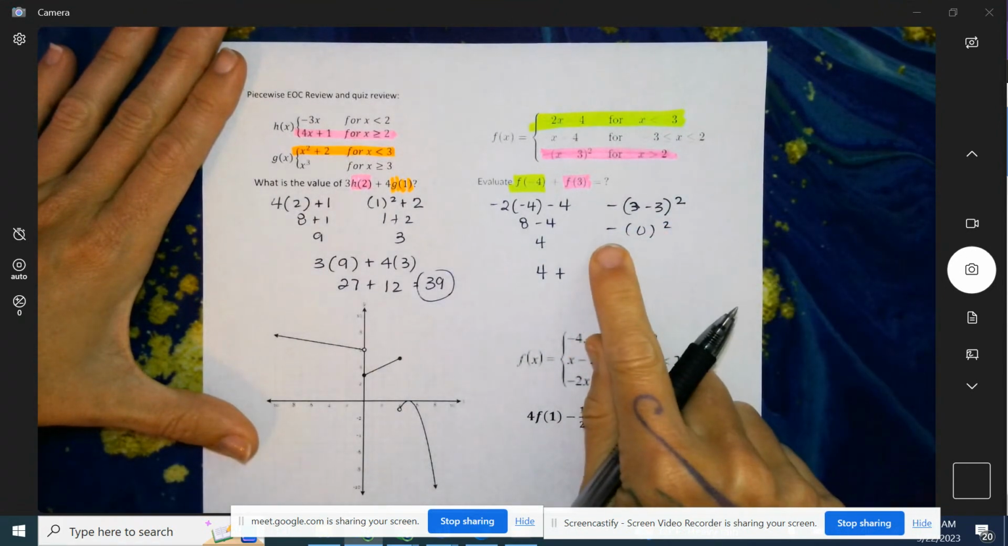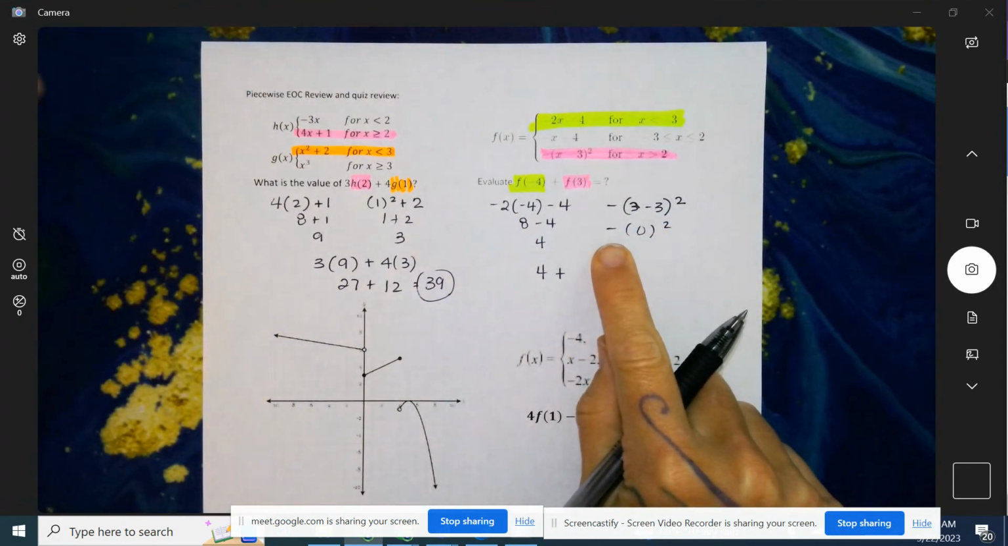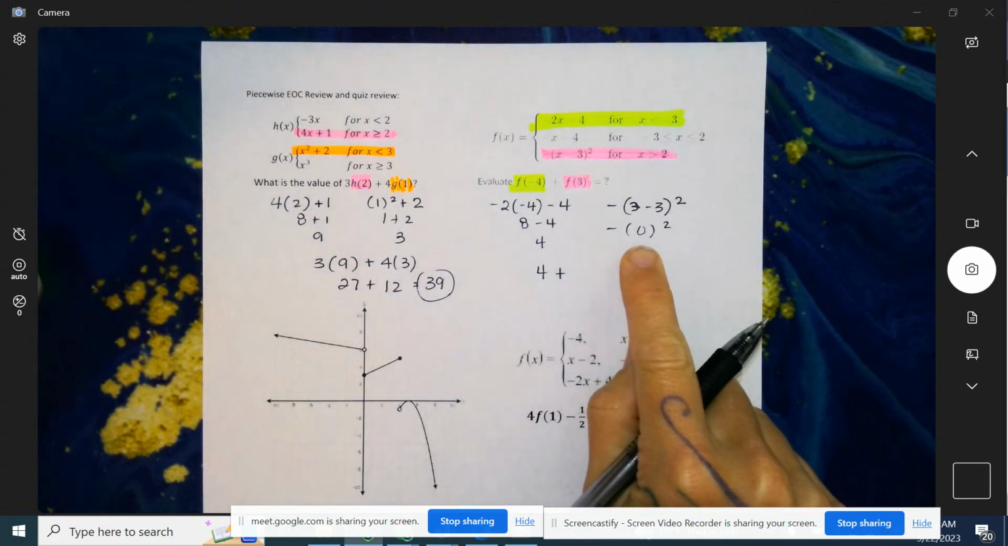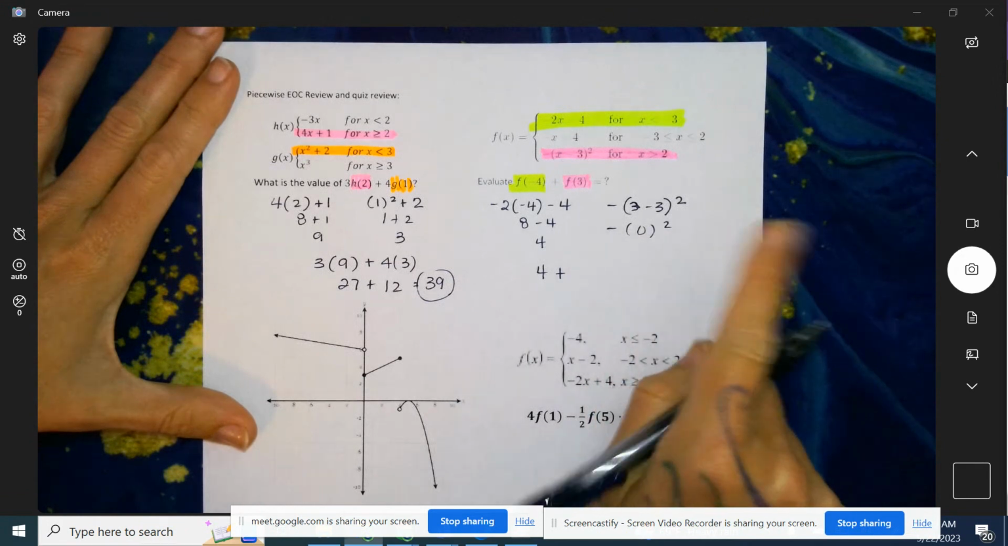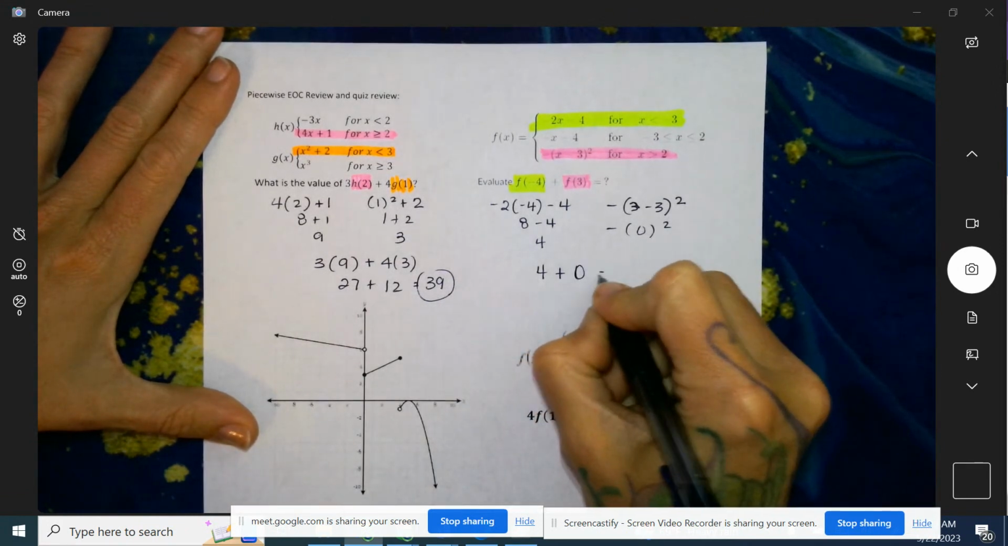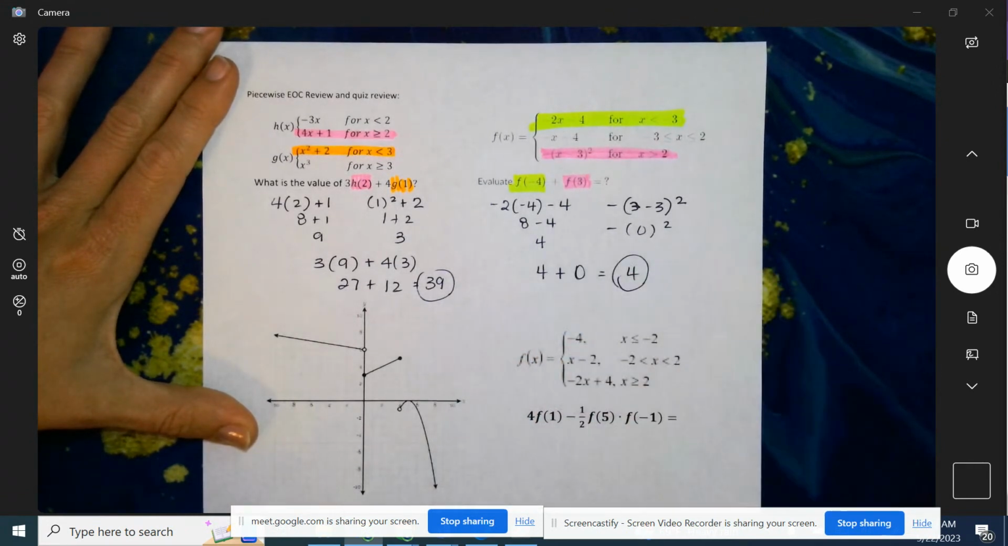And I'm writing that negative just to make sure that we remember not to lose it, because if this had been a 2 or any other number, this would matter. 0 squared, though, is 0, and a negative 0 is 0. So it's going to be 4 plus 0. Our answer is 4.